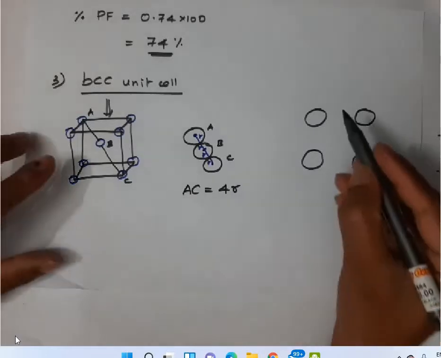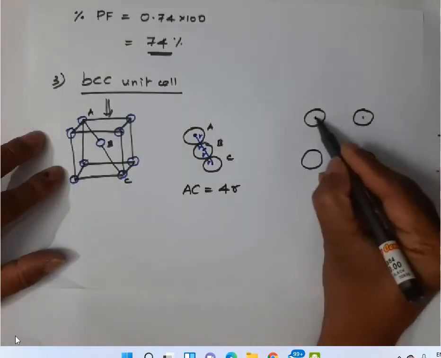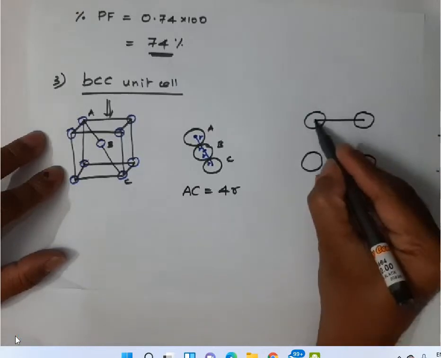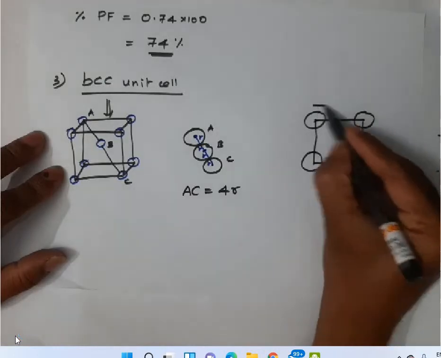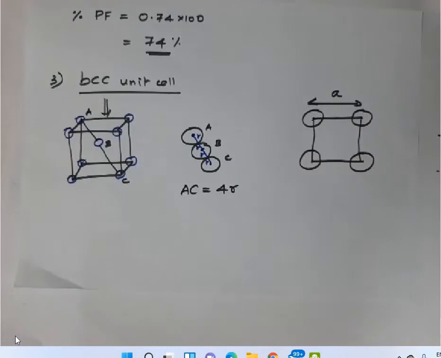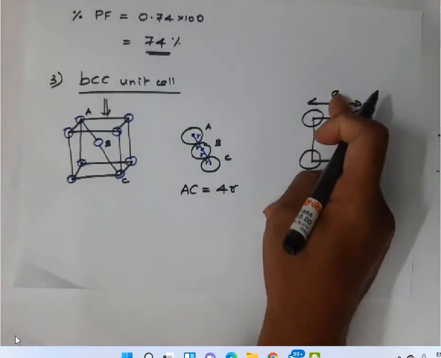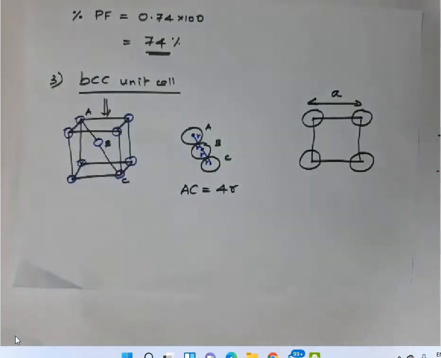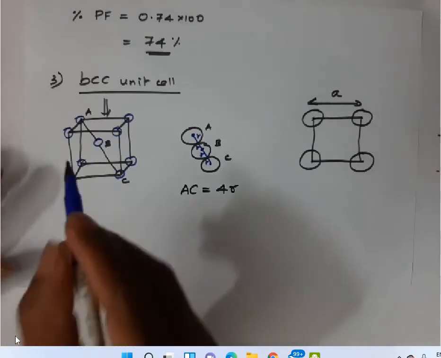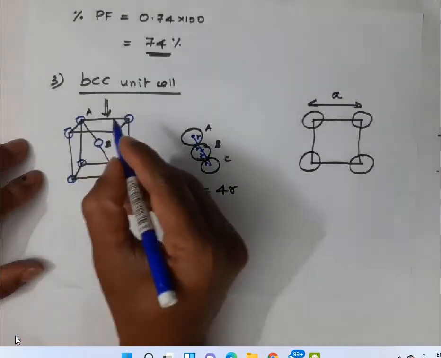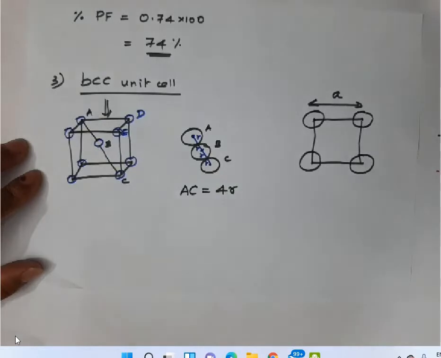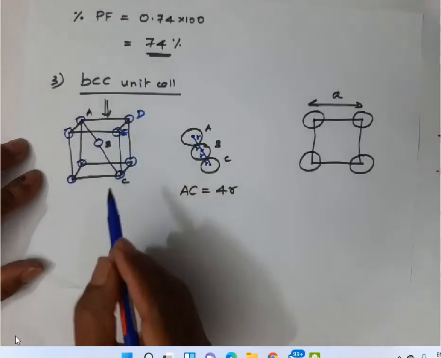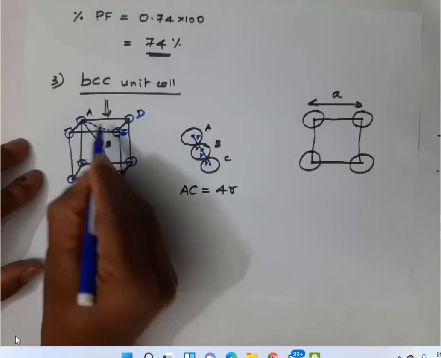And if you join the centers of the corner atoms, suppose you take one face. So this is one face. If you join the centers of the corner atoms, that length is nothing but edge length a. Now, what is the connection between edge length and the radius of atom in BCC unit cell? For this purpose, I'll take a few right angle triangles here. Let me take this corner as D and this corner as E. This diagonal is ABC and this is ADE. Now you take this triangle first, that is ADE.